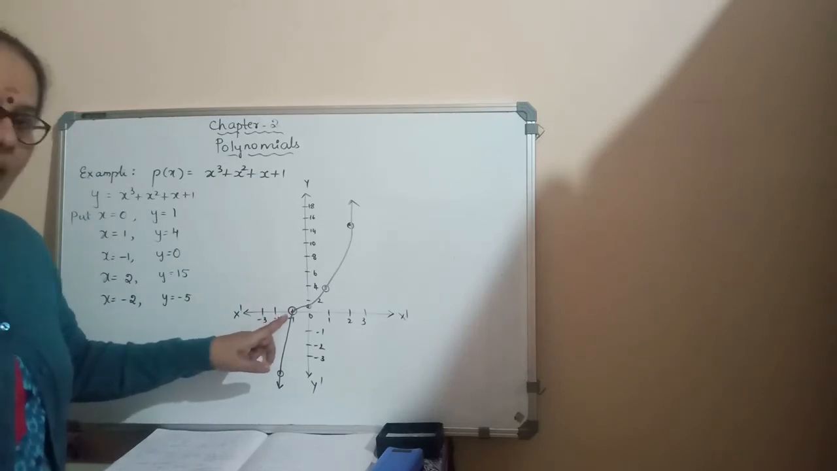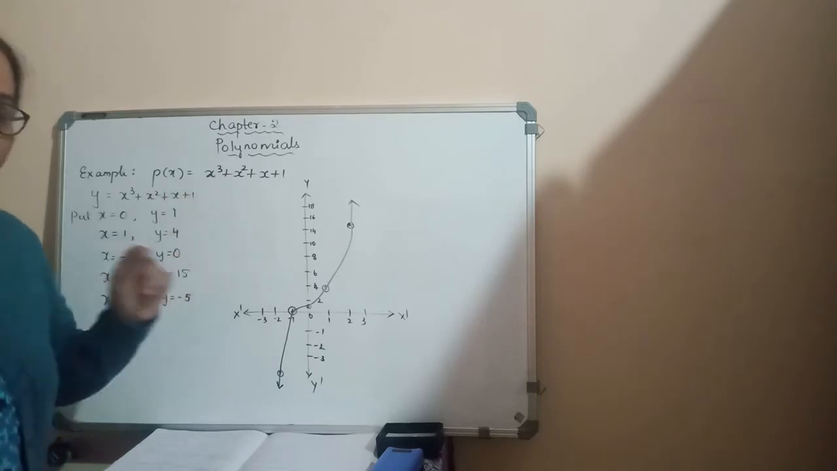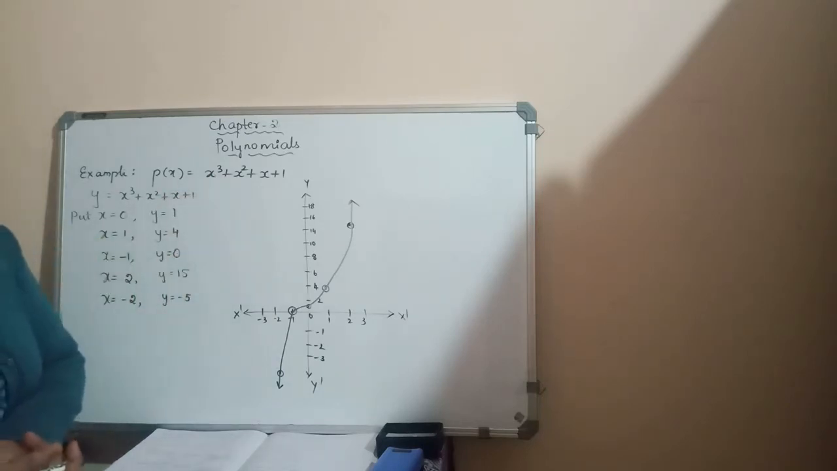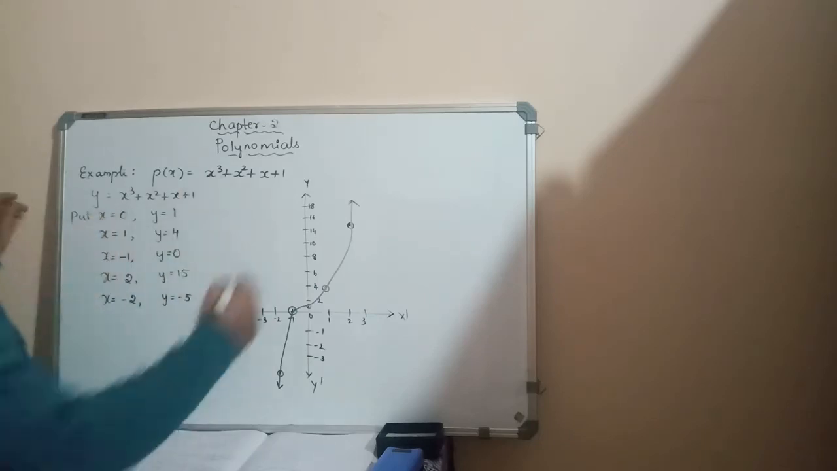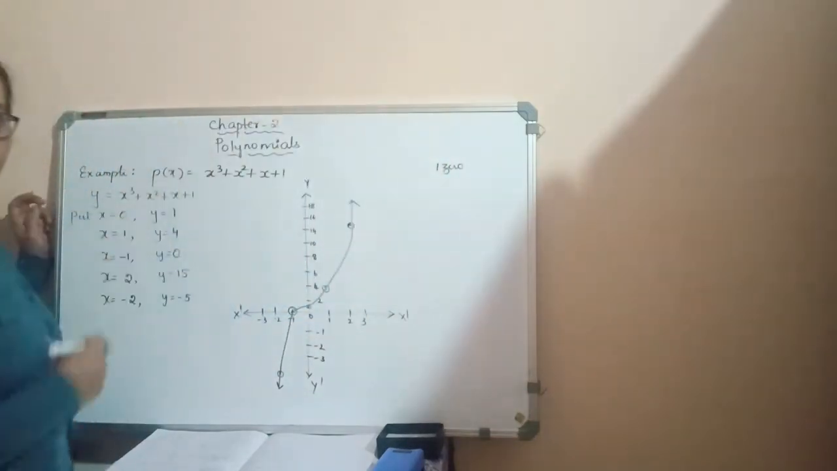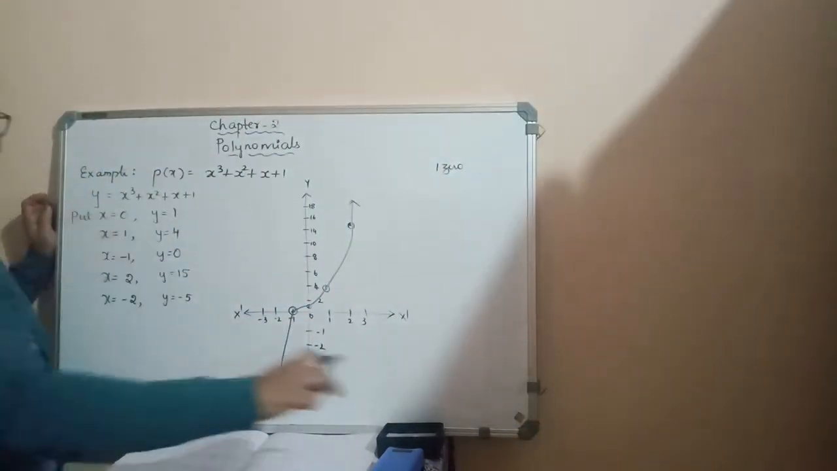So, we say that the above cubic polynomial has only 1 zero. Okay, we will take one more example.